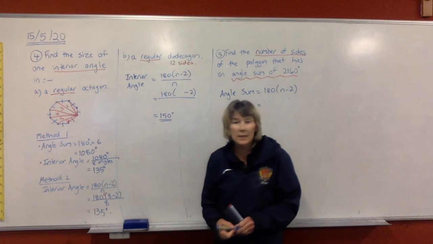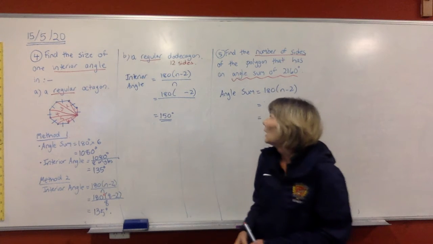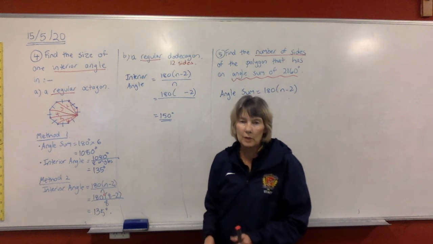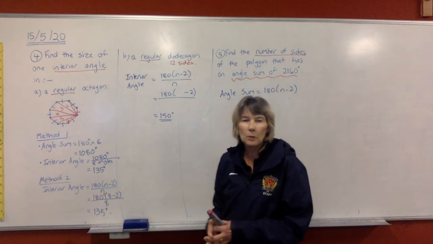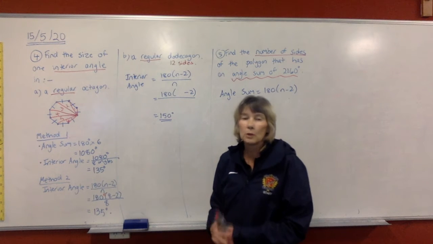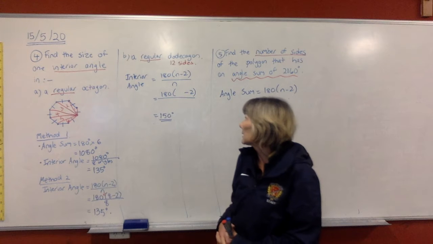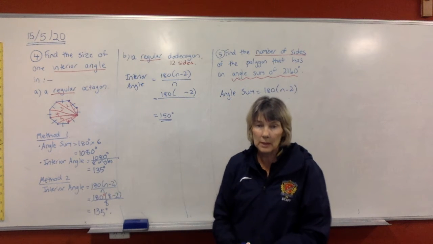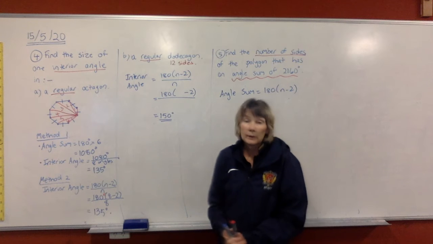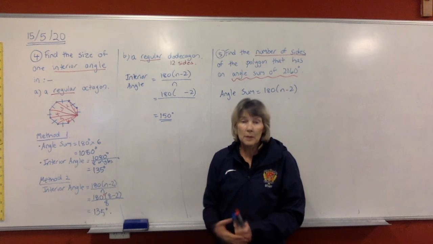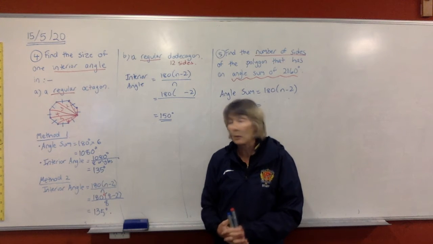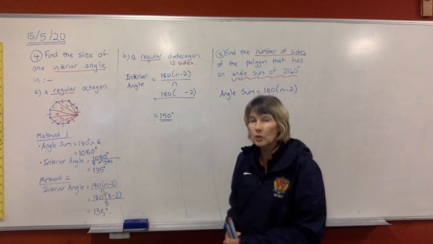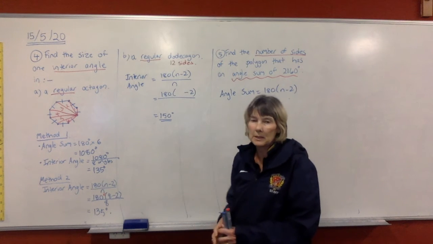Okay, the next question is a regular dodecagon. A dodecagon has 12 sides. If it's something that we think that you don't know, we will tell you how many sides it has in an exam. If it's something like a hexagon, we expect you to know that's got 6 sides. So try and learn a few of them so you know the most likely ones to come up. But if we're not sure that you'll know it, we will tell you how many sides.